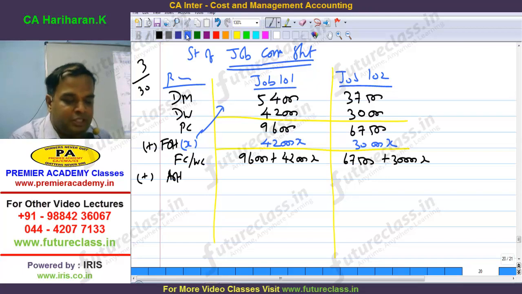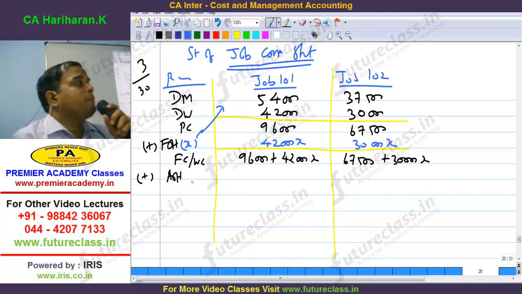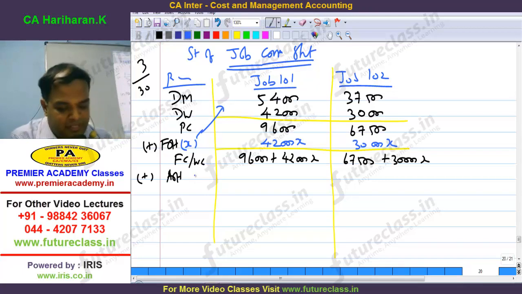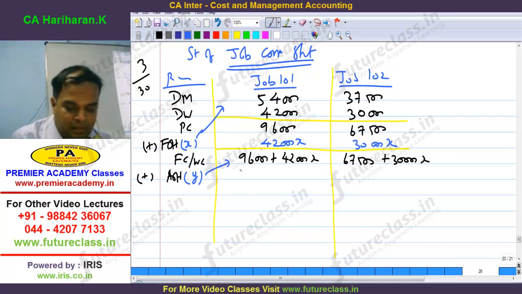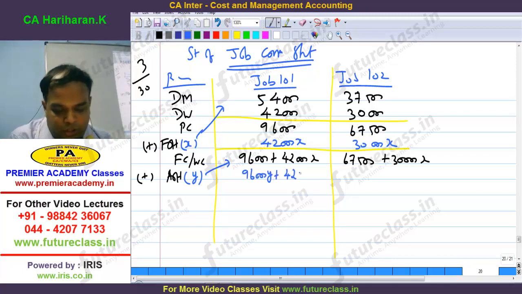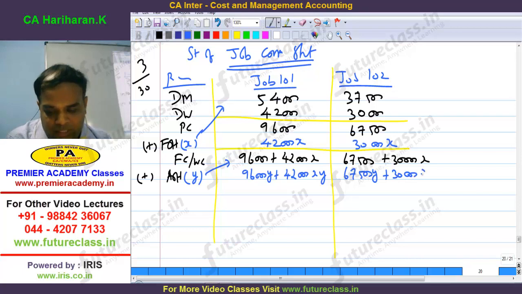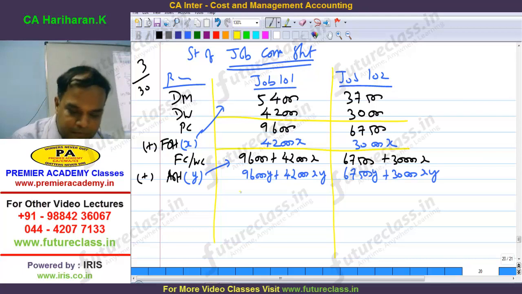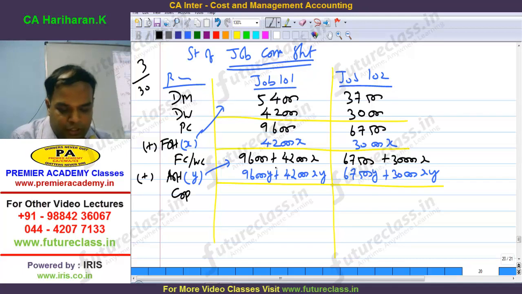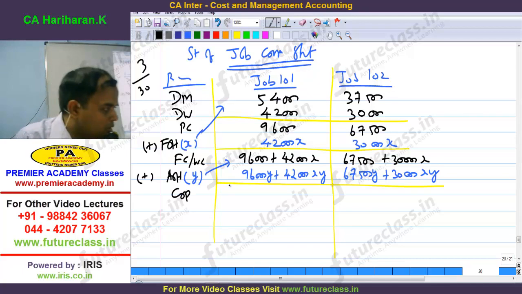Any info for administration overhead? What percentage? Some fixed percentage. Let Y percentage be on factory cost. So how much? 96,000 into Y, 42,000 X Y, 67,500 Y, 30,000 X Y. Understood? Good. Total is equal to cost of production. How much is the cost of production?